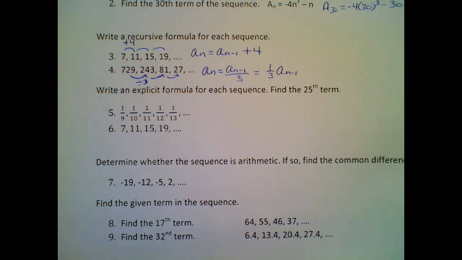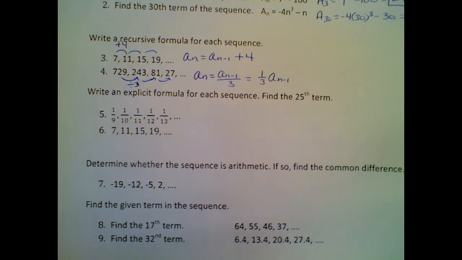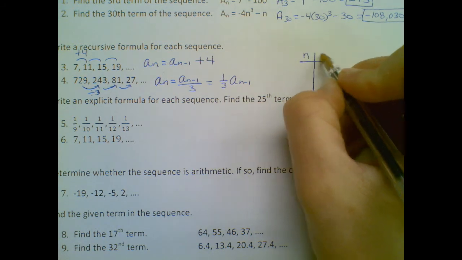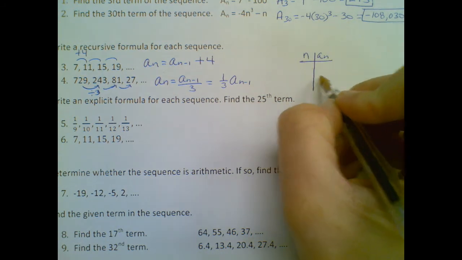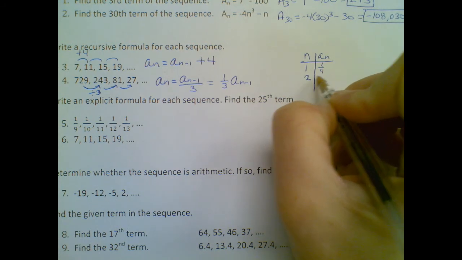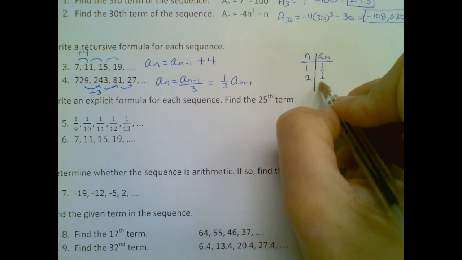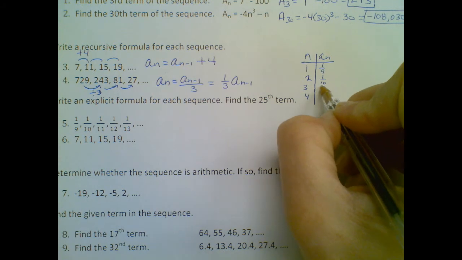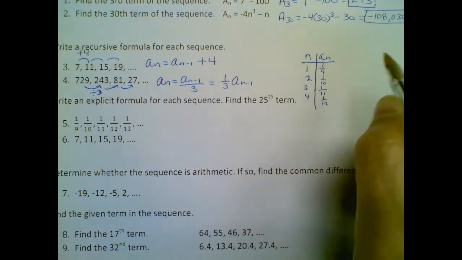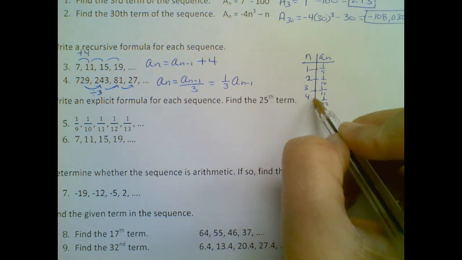The next one is the explicit formula. So explicit, you're relating it to the term number. So for explicit, I would write off to the side a t-chart, so you can relate it left and right. Alrighty, so we're looking for the pattern left or right.